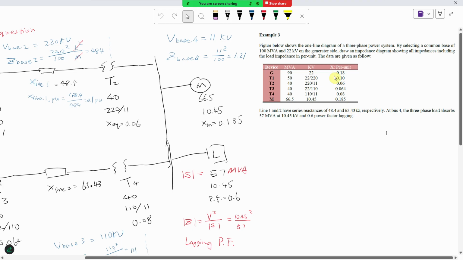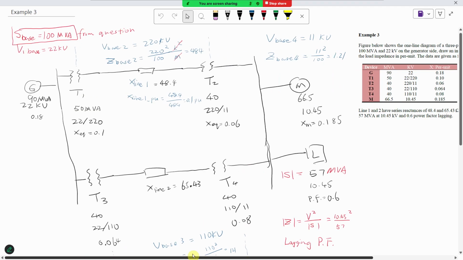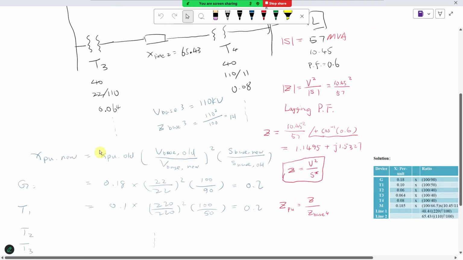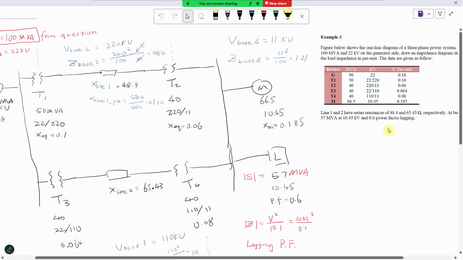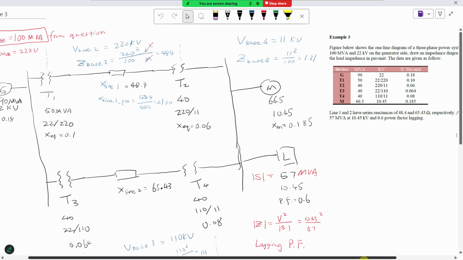So if the per unit number is being given, then we're going to use the equation provided in the question like this. We use the old per unit value and multiply by a ratio. I'm going to explain that later. And if the absolute value is given, for example, this reactance, then we can just divide this by the base Z. Okay, I'm going to show this as well.